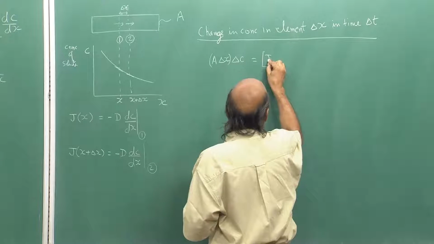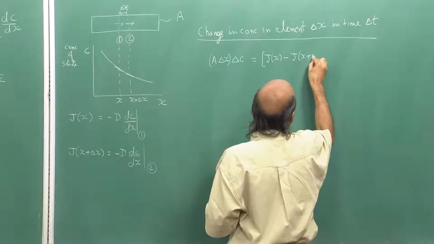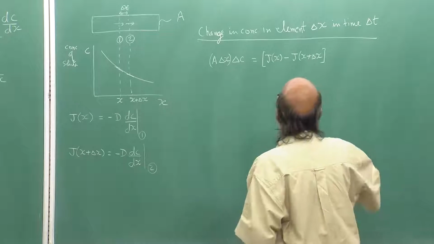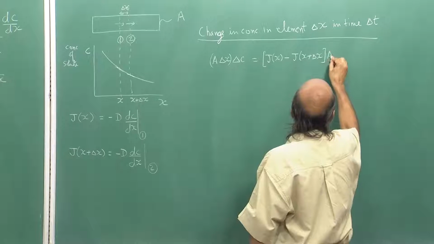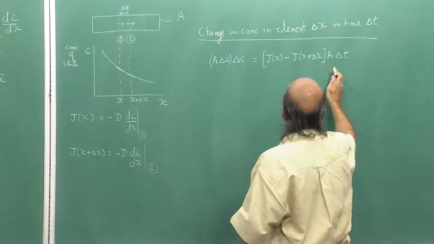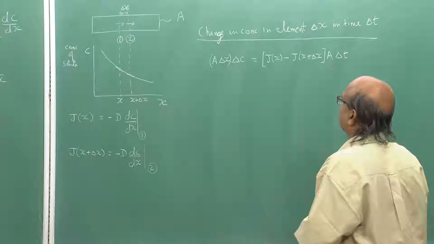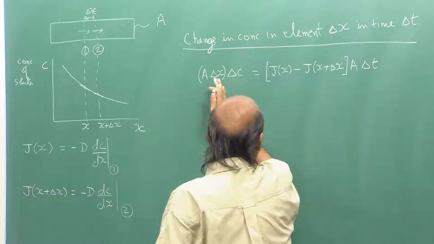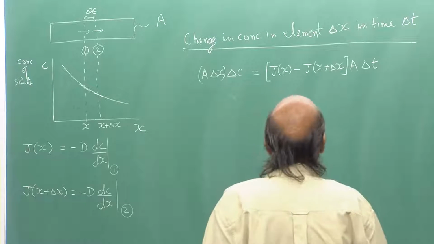So, Jx minus Jx plus delta x, this is the net flux per unit area per unit time. So, I multiply it by area and multiply it by time delta t. So, this represents on the right hand side again the change in concentration after time delta t. So, both of these sides, the left hand side also represents the same thing and the right hand side is also representing the same thing.